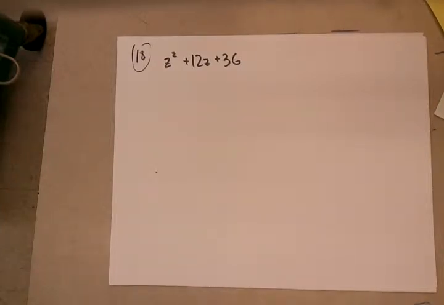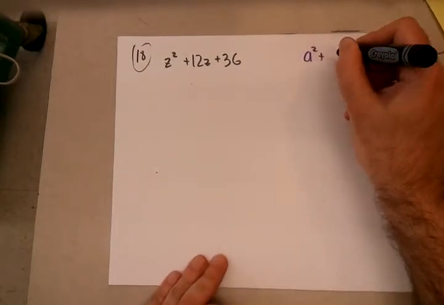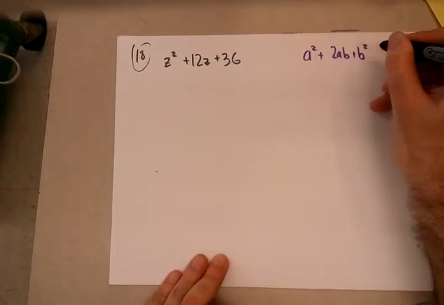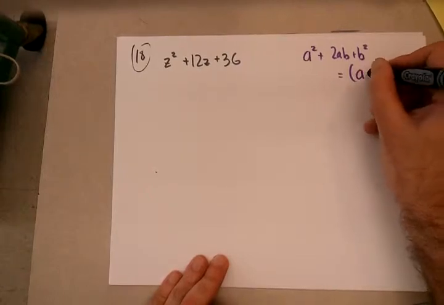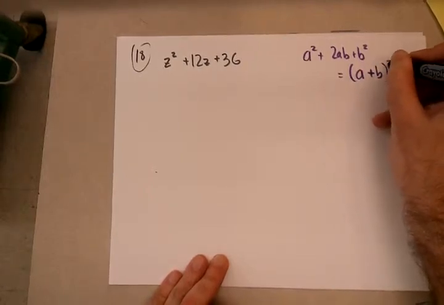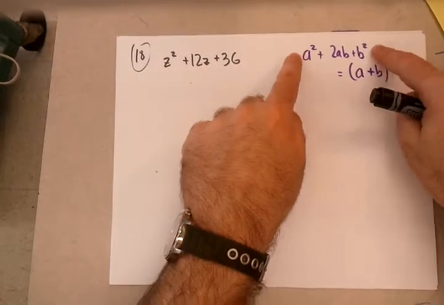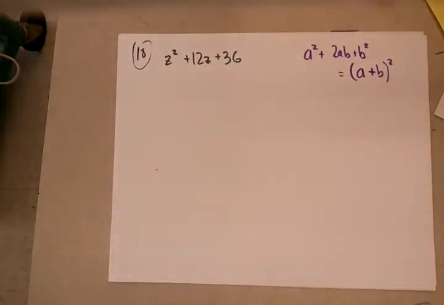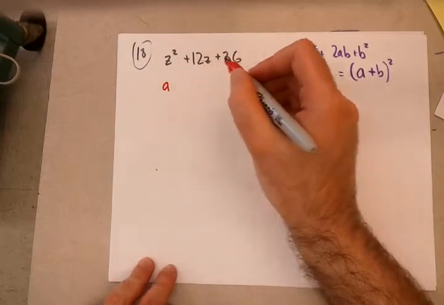Since I have all positives here, more than likely it's going to be this particular shortcut where it's a squared plus 2ab plus b squared all equals a plus b taken to the second power. So if this matches this, then I can use this shortcut to apply to this problem. Well, great. So first of all, I need to figure out my a and my b.